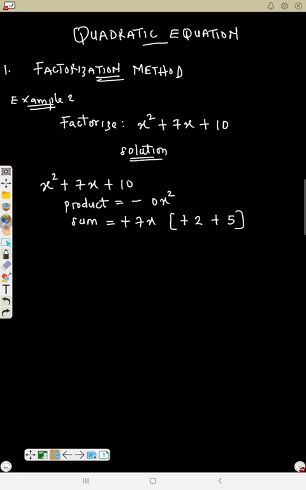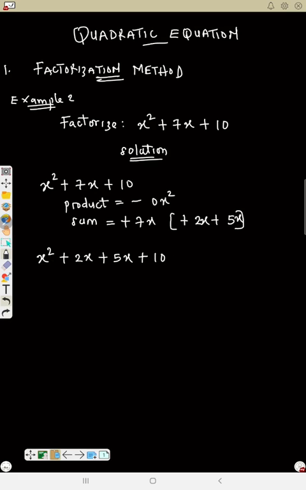So now let's proceed. Since we know our two numbers, we'll just replace the middle term. The middle term here, that will be x squared plus 2x plus 5x. That is, I replace the 7x with those two numbers, by adding x at the back of each number. Now plus 10, which is the last one.